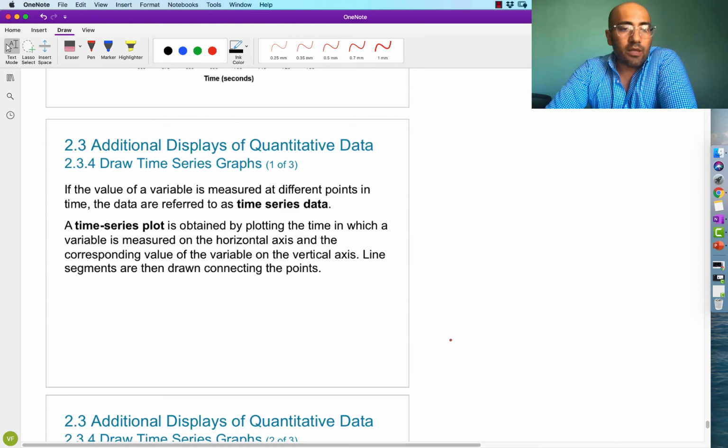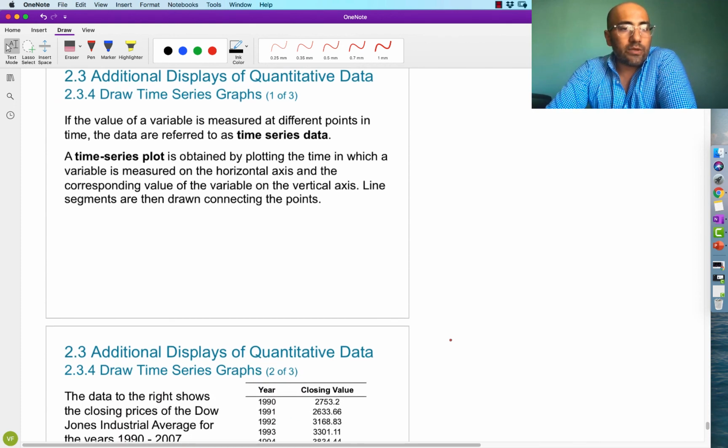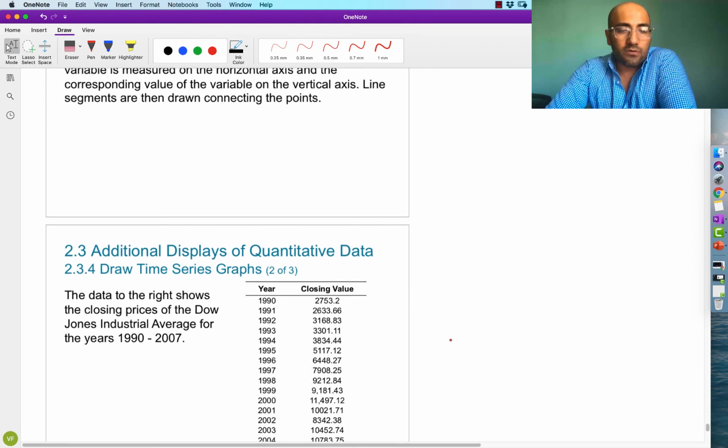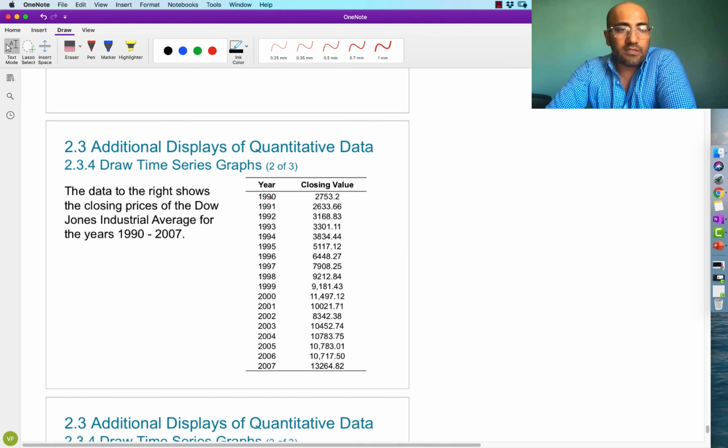A time series plot is obtained by plotting the time at which the variable is observed on the horizontal axis and the corresponding value of the variable on the vertical axis. So very, very common. So here's an example. The data to the right shows the closing prices of the Dow Jones Industrial Average for the years of 1990 to 2007. So the final closing value, the last day of trade for each of these calendar years.